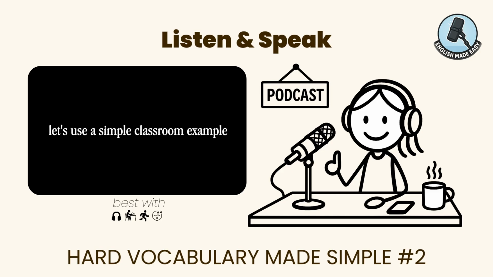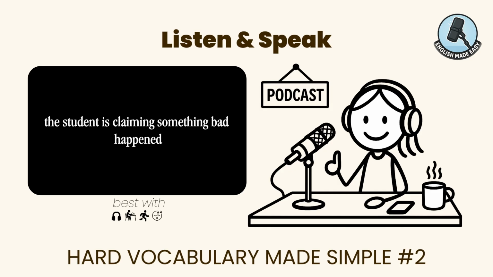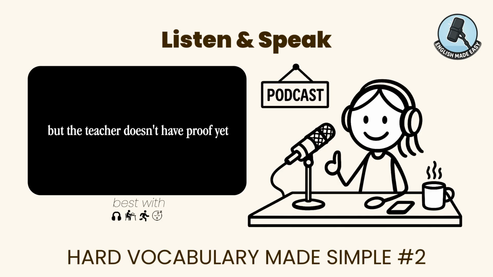Let's use a simple classroom example. If a student tells the teacher, "He copied my answers on the test," that is an allegation. The student is claiming something bad happened, but the teacher doesn't have proof yet. The teacher needs to look at the tests to see if they are the same.